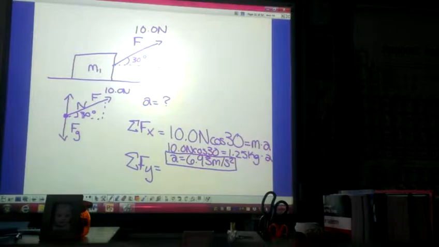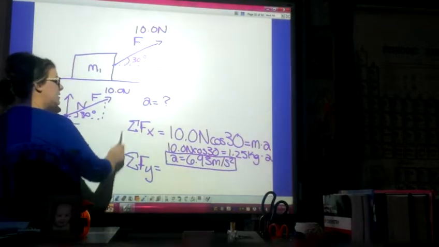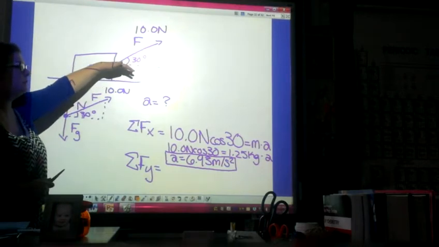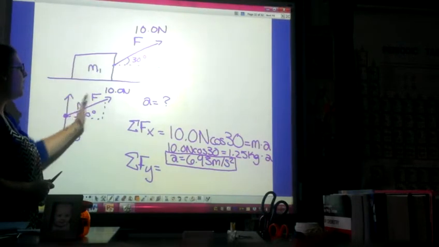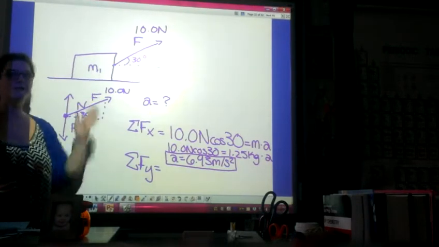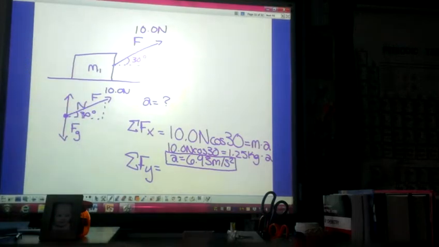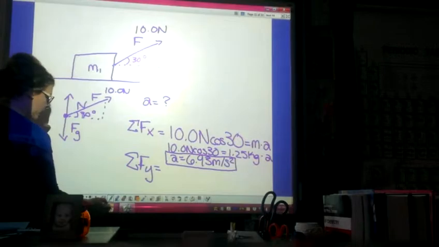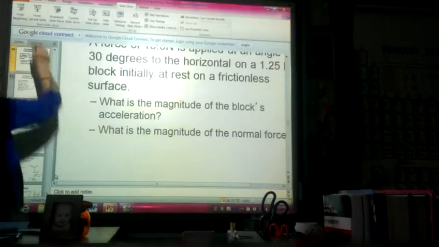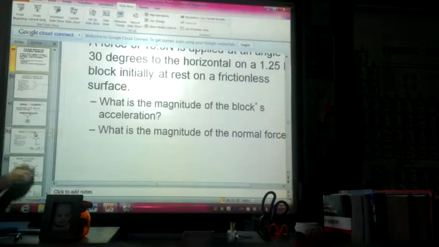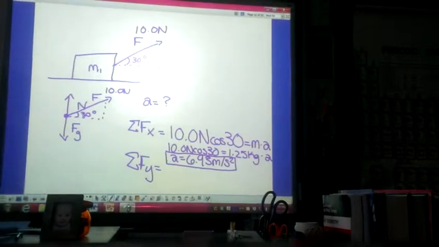And I answered it because I set up the sum of the forces in the x, which is what's causing an acceleration, because all of the y forces would be at rest since we're not accelerating vertically. So now the next part of that question was, what is the magnitude of the normal force? What is the magnitude of the normal force? Okay, so normal force we know is directed in the y, so I need to deal with all of the forces in the y direction.